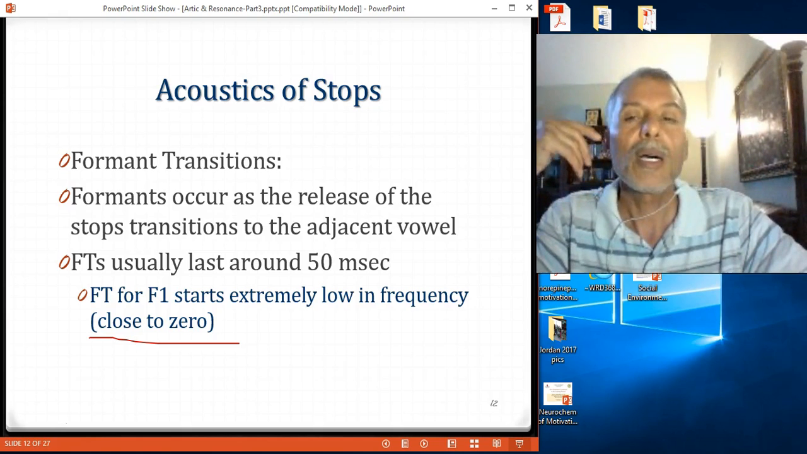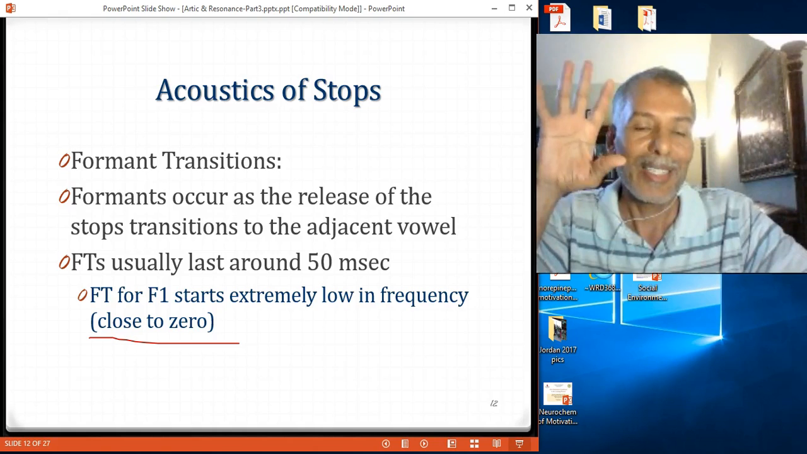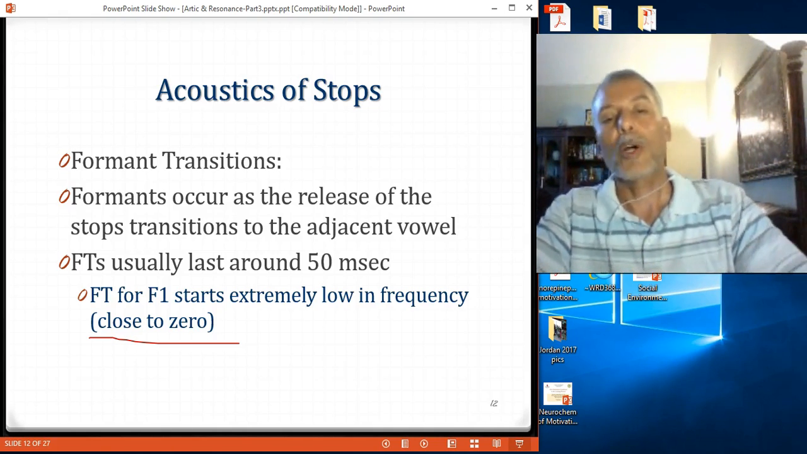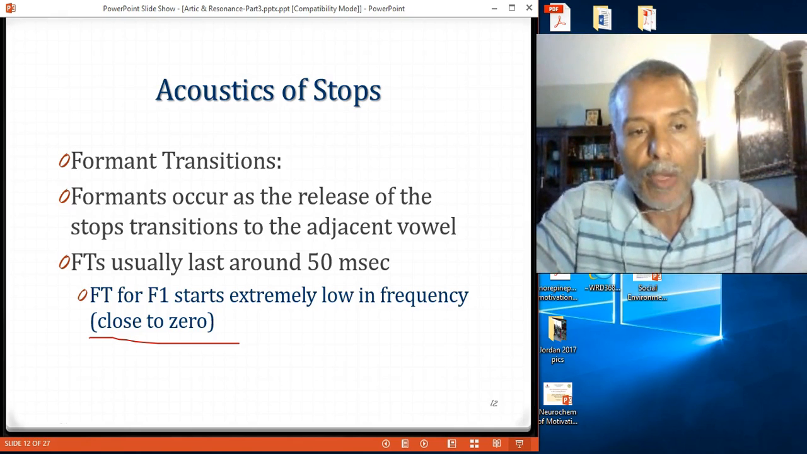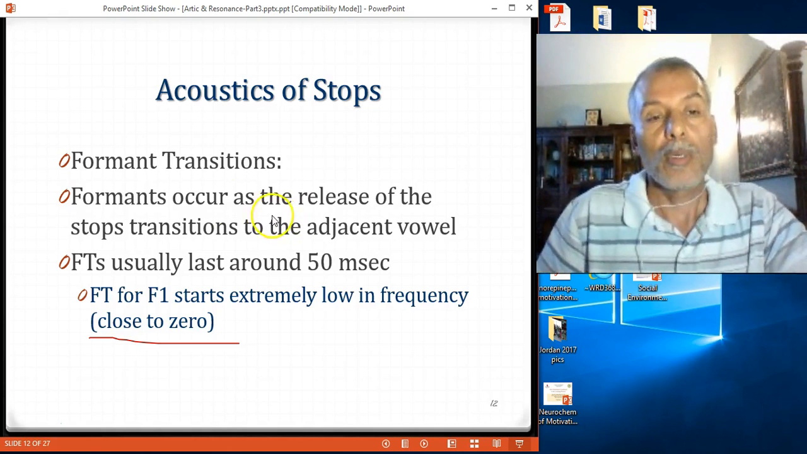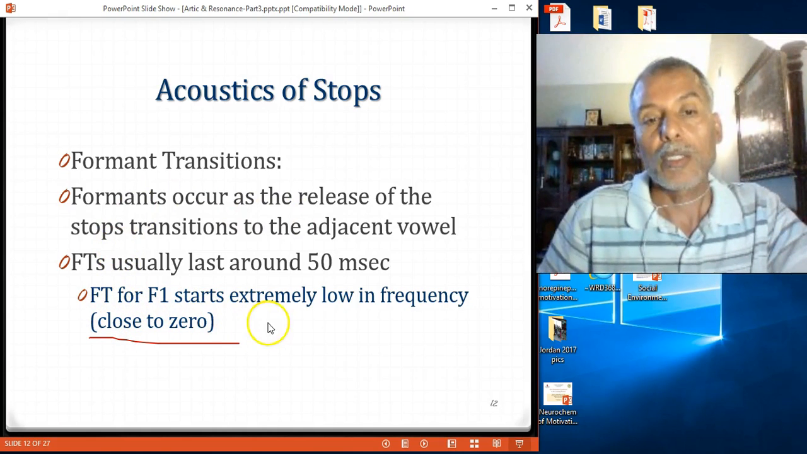I say ka, ga, da. We don't speak about spelling and stuff. We just say the sound, and then we put a vowel either before or after to make the sound possible to say. So formant transitions usually last around 50 milliseconds. So for F1, for example, the formant transition starts extremely low in frequency, almost close to zero.